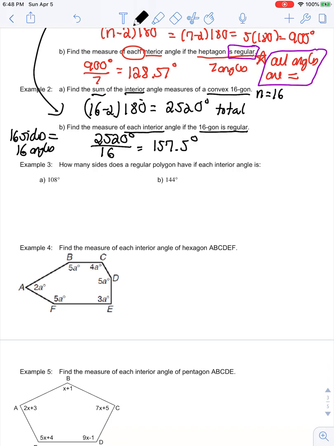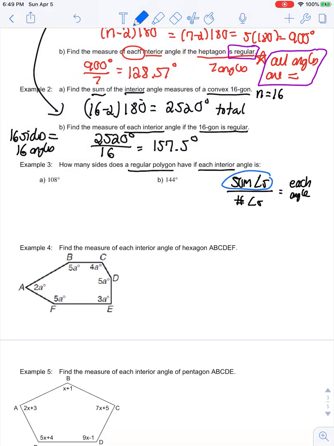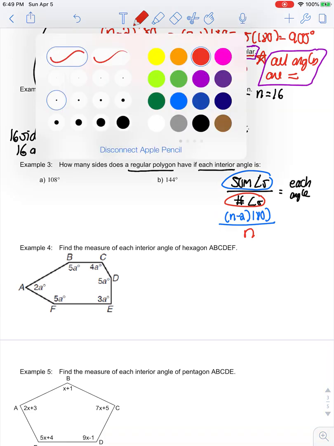Now working backwards, we want to know how many sides a regular polygon has if I tell you each interior angle. Well, think about what we did up above before we come back and do these problems. Up above, we determined that if we took the sum of all of the interior angles and divided by the number of angles, that would give us the measure of each angle on the interior. Now, how do we find the sum of the angles? To find the sum of the angles, we did n minus 2 times 180. The number of angles was n.